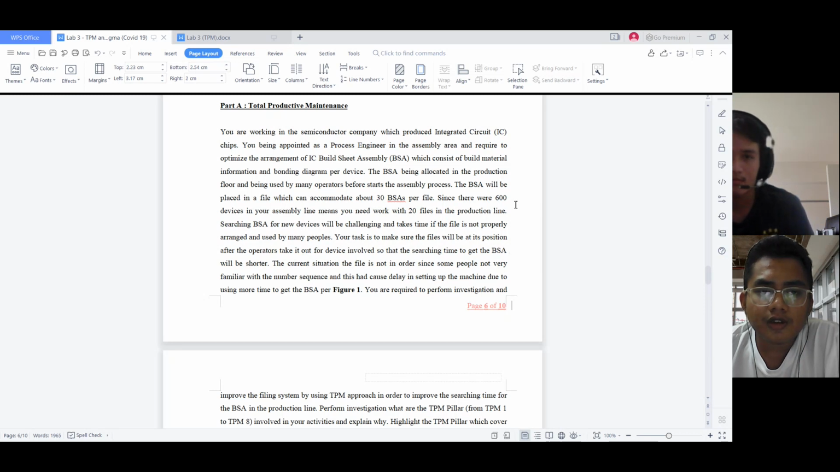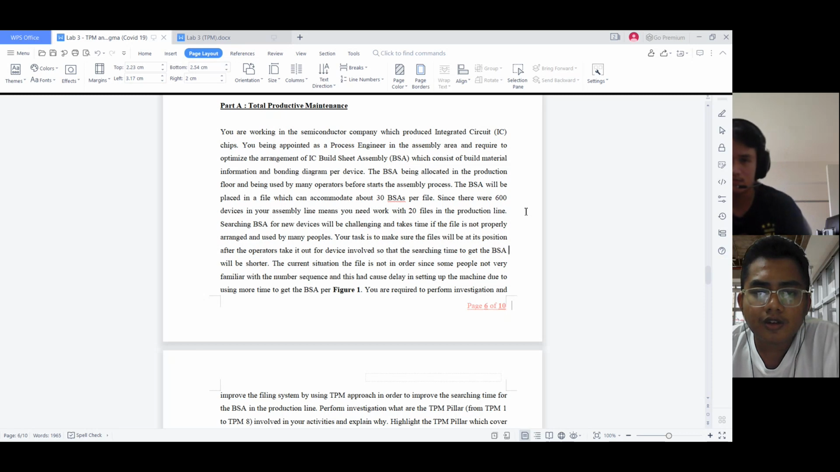Since there are 600 devices in the assembly line, you need to work with 20 files in the production line. Searching BSA for new devices will be challenging and takes time if the file is not properly arranged and is used by many people. The task is to make sure the file will be at its position after the operators take it out for device info, so that the searching time to get the BSA will be shorter.